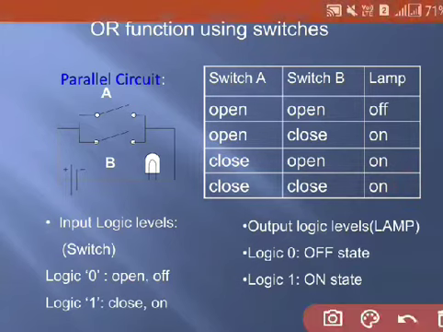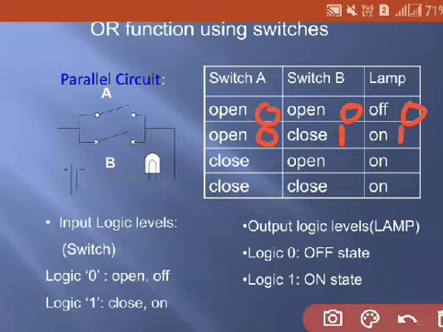So that you can have the equivalent logic levels like this. Whenever the switch is open, you can consider the logic as logic 0, and correspondingly lamp is off means you can consider that off lamp as logical 0. So for 0 0 combination, you are getting logic 0, and switch A is open means again 0, close means 1, so the lamp is on, that means logic 1.